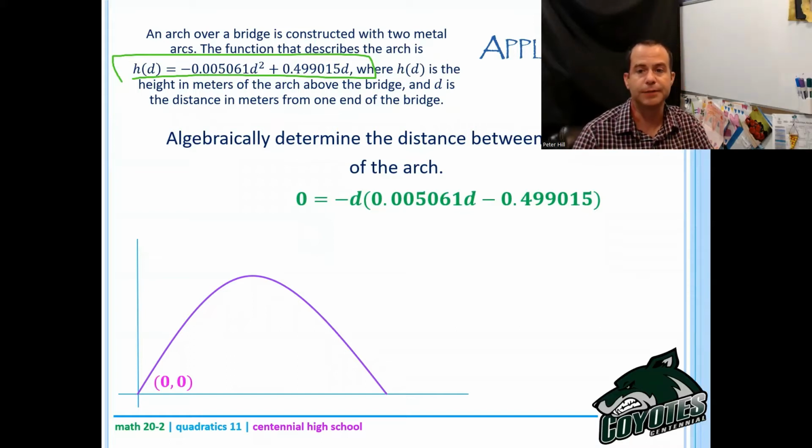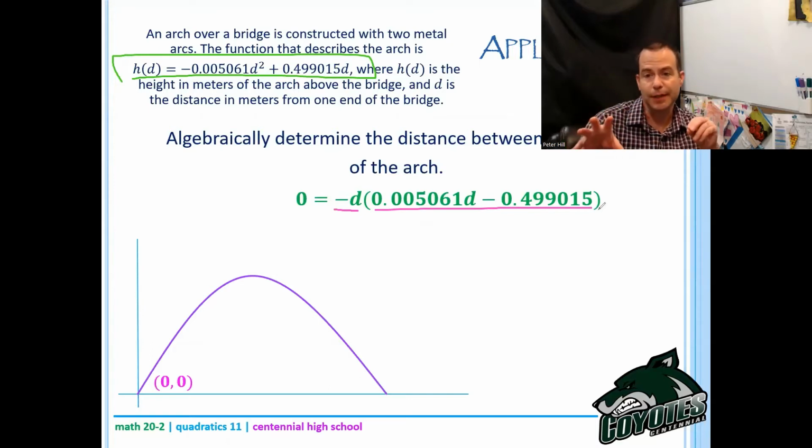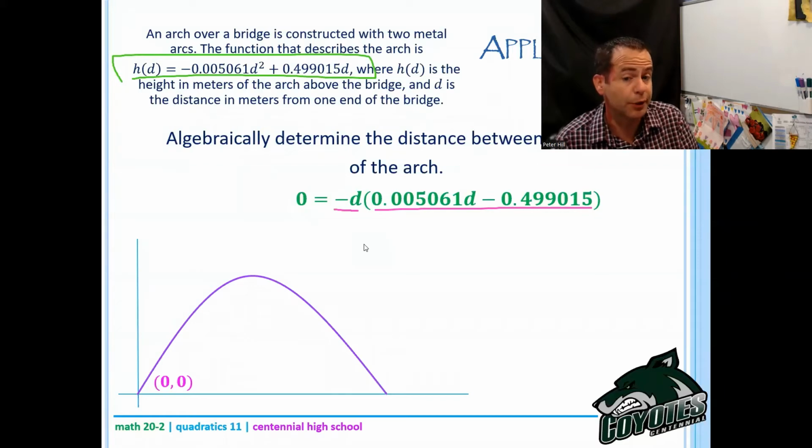If I factor out the negative d, I get negative d times the bracket 0.005061d minus 0.499015. Now, that is the zero product principle. Either my 0 comes from this factor or my 0 comes from that one. That's the product: I have negative d times something else. So either negative d equals 0, which gives d equals 0, and we already knew that, because my starting point was at 0, 0.